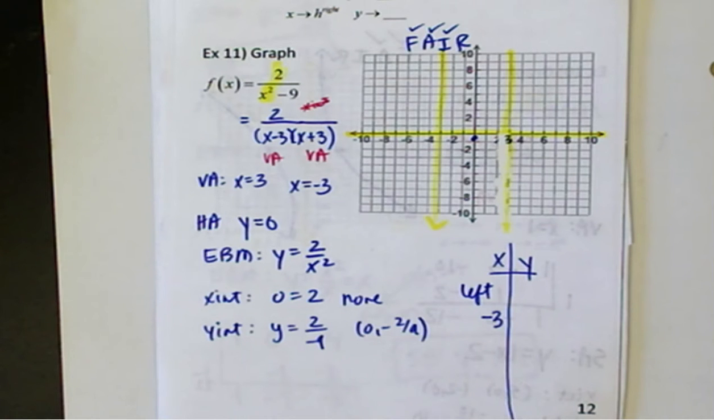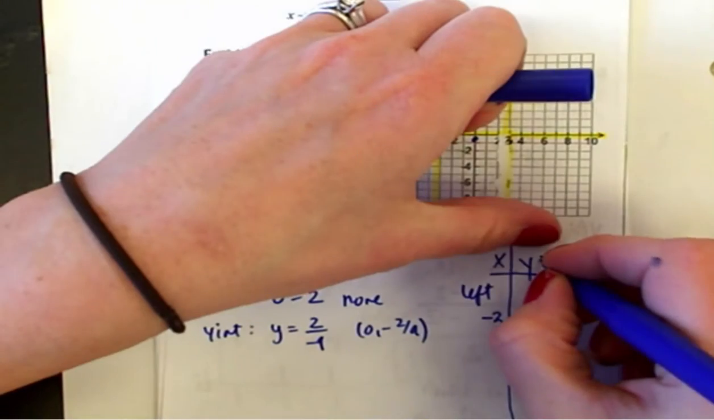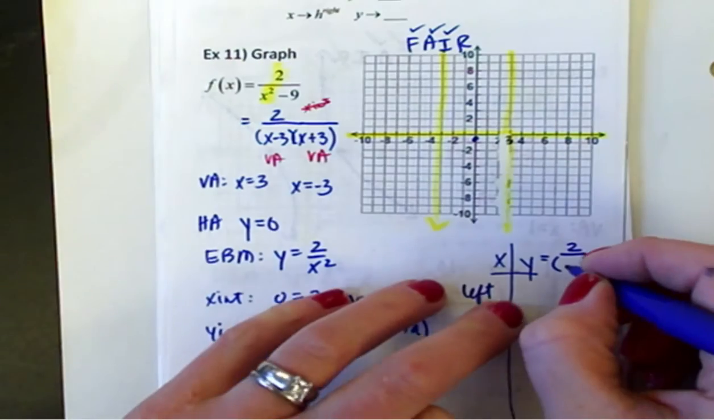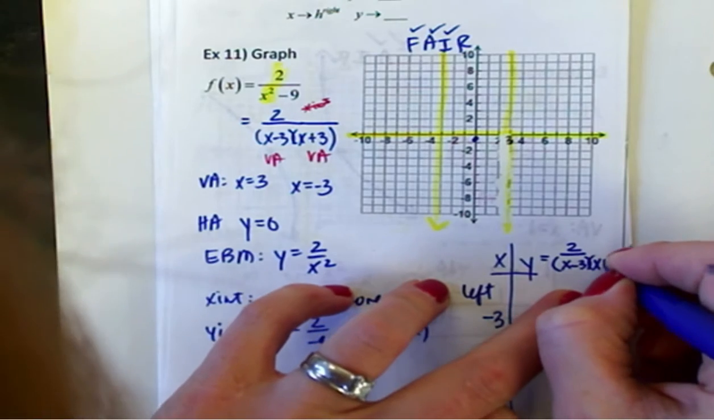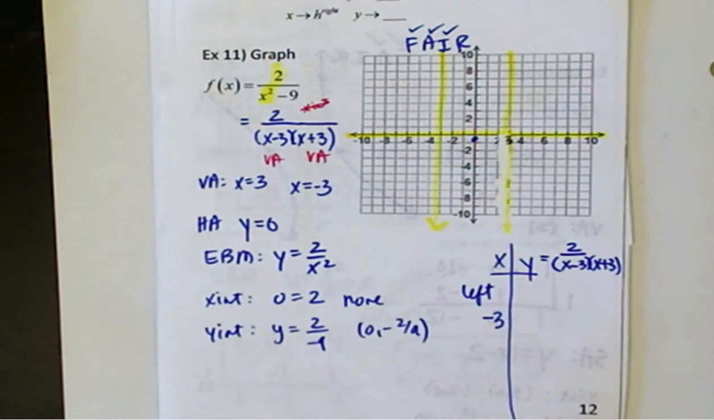Negative 3 is right here. To the left, I have 2 regions on top of each other. This has to be a function, which means I have to pick one of them. 6 regions, I need to pick 3 of them. Left, middle, right. Now the outside sections, they're going to look like the parent. But where do I put it? Okay, so I want you to put equals 2 over x minus 3, x plus 3, because I want the function close to where I'm doing this.